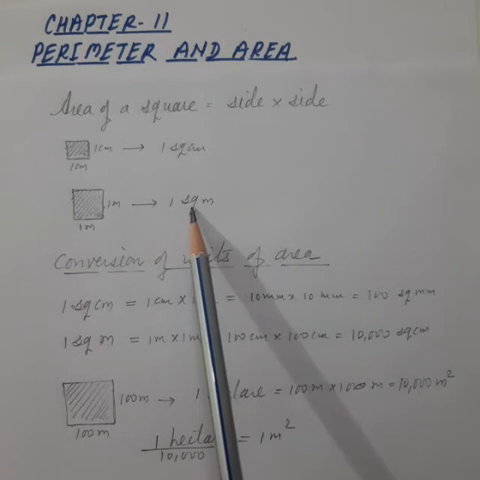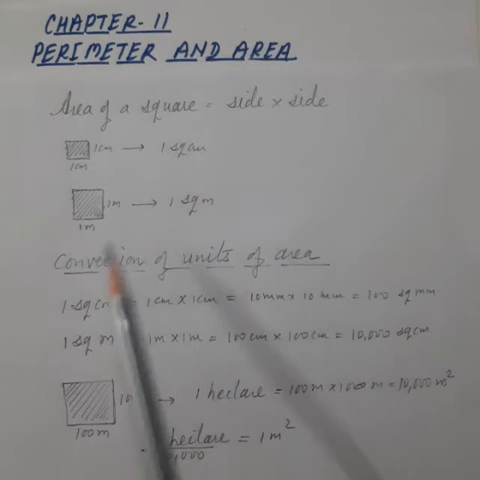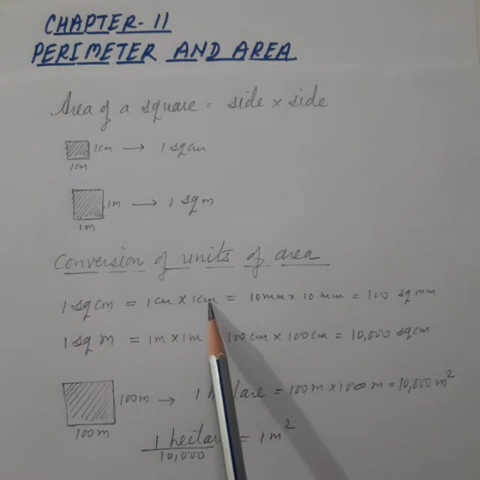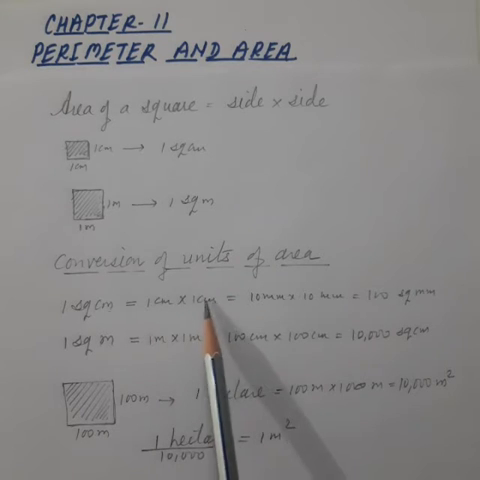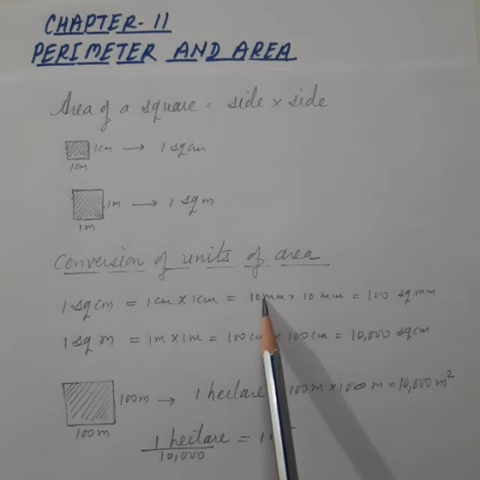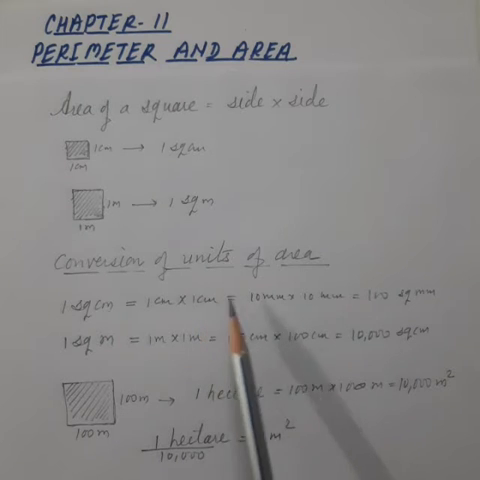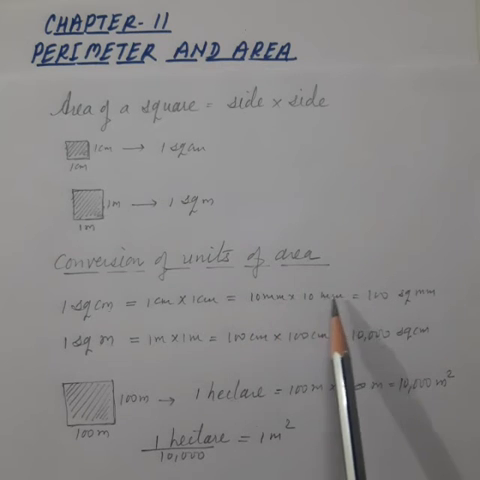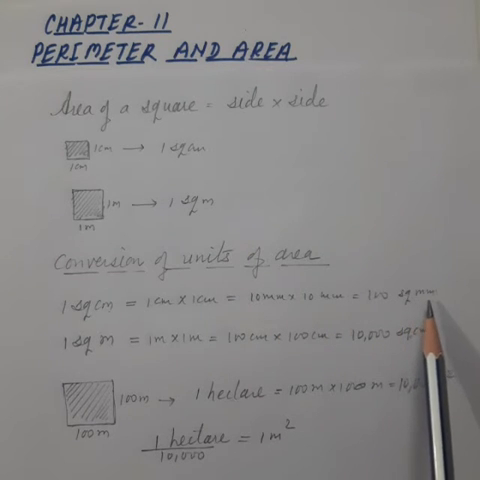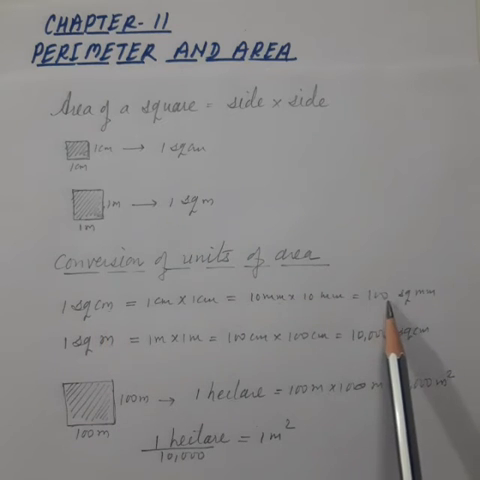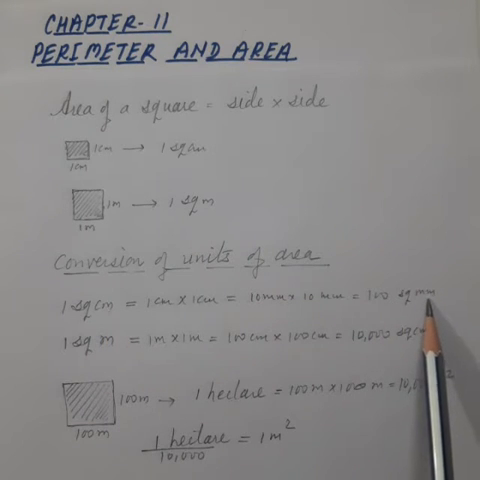How to convert the units of area? 1 square centimeter means 1 centimeter into 1 centimeter. Convert these 1 centimeters into millimeters. 1 centimeter is equal to 10 millimeters. This 1 centimeter means again 10 millimeters. 10 tens are 100, millimeter into millimeter, we get square millimeter. So 1 square centimeter is equal to 100 square millimeters.